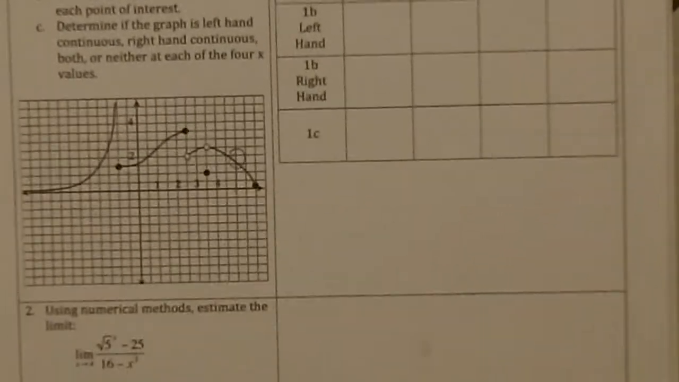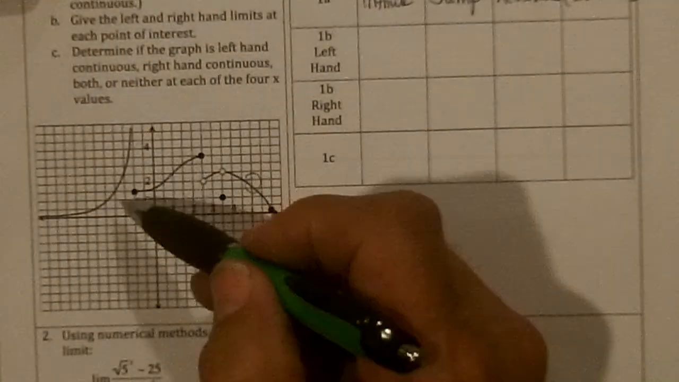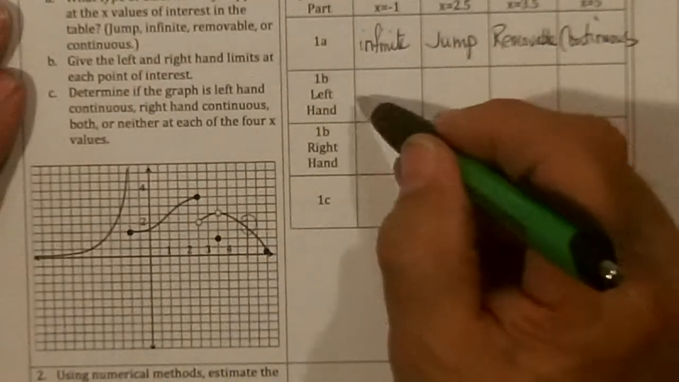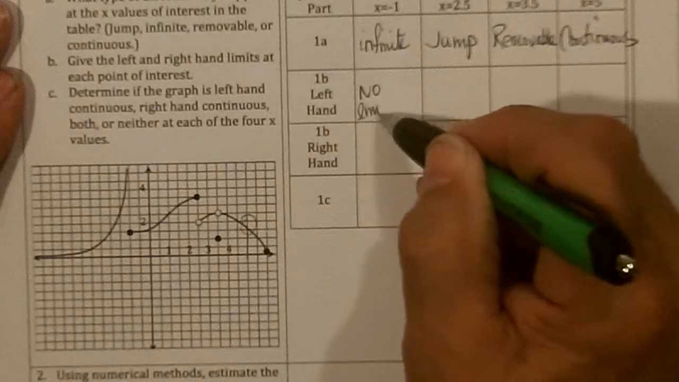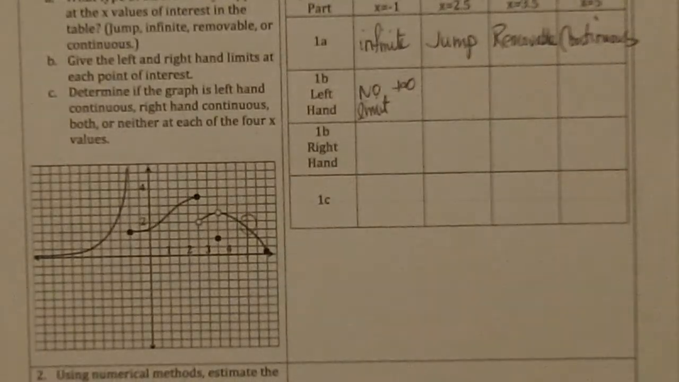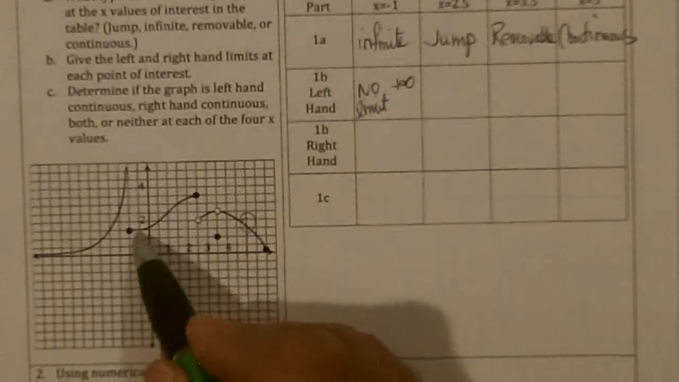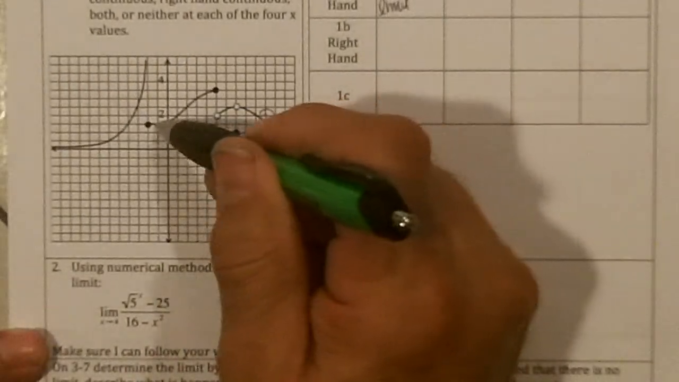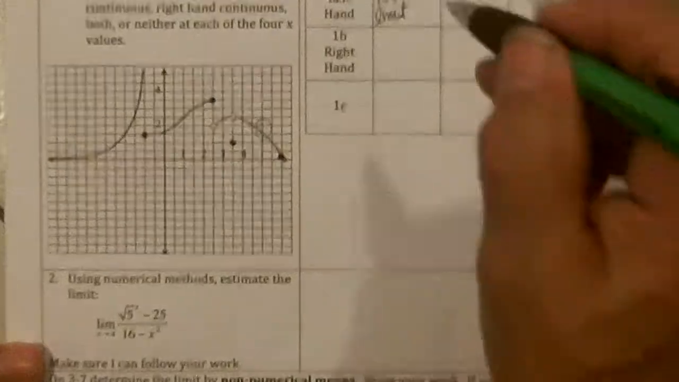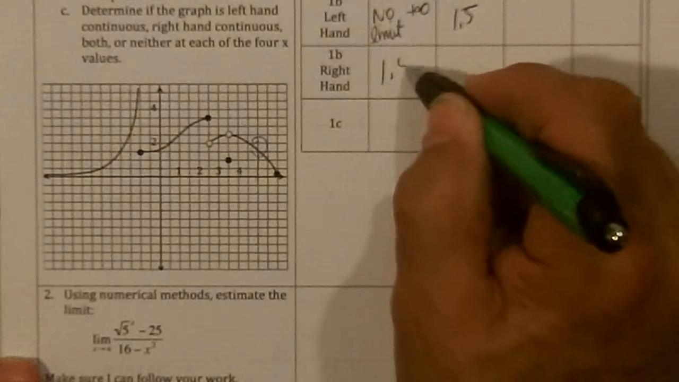Okay, now at each one of these places, we're supposed to give the left and right hand limits. Well, when it goes off to infinity at -1, there's no limit from the left side. It heads to plus infinity. So if you put plus infinity or no limit, I would have given you credit for it. And at that same place at -1, this side approaches a height of not 2, not 1, but 1.5, from the right side there.